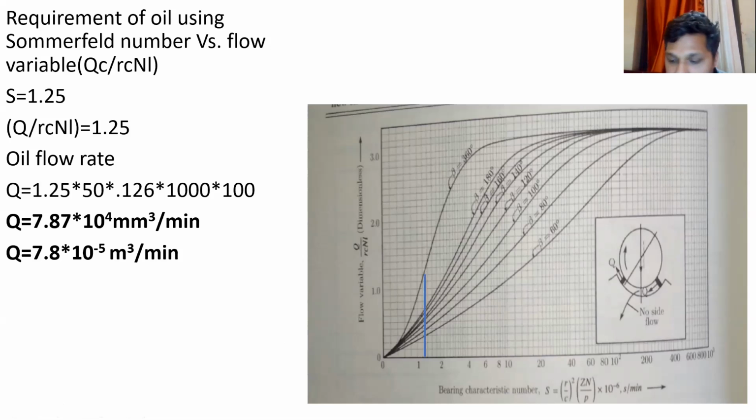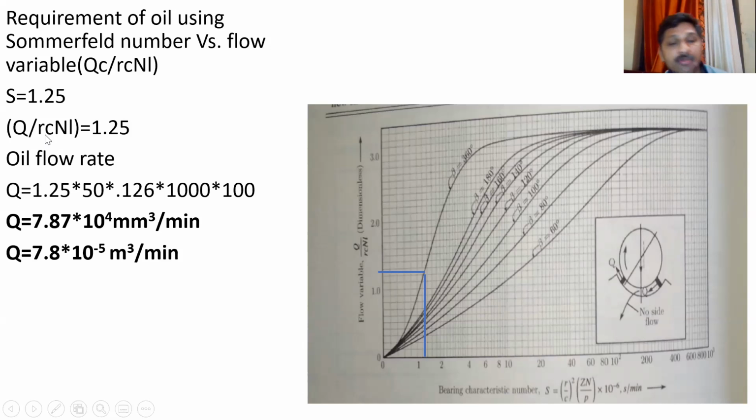Then we will transfer the intersection point of the vertical line and the graph onto the y-axis, so that we are able to get the value of the flow variable. When we transferred this point on the y-axis, we got the flow variable equal to 1.25. When we equate this flow variable to 1.25, then the flow rate can be calculated.